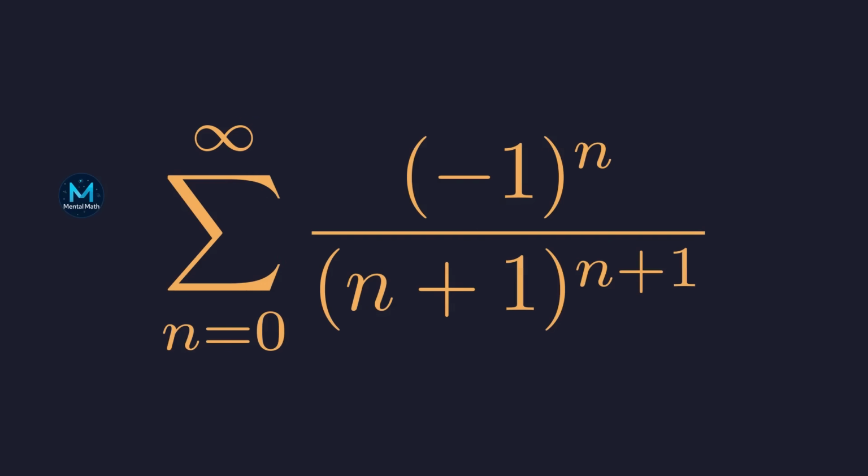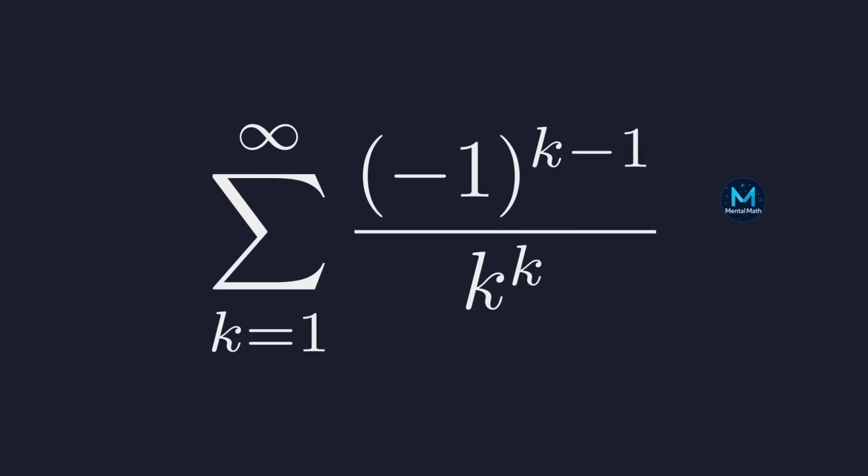To match its conventional name, we perform a simple change of index. Let's define a new index, k, such that k equals n plus 1. This means n equals k minus 1. When n is 0, k is 1. The sum now runs from 1 to infinity, giving us this equivalent form.